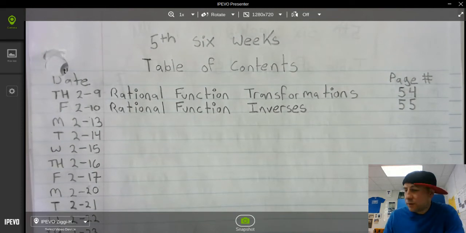Welcome again, Wildcats. All right, so today we're looking at Friday, February 10th, and we're going to look at rational function inverses. And that's going to be on page 55.